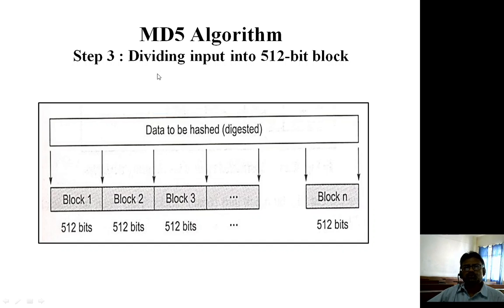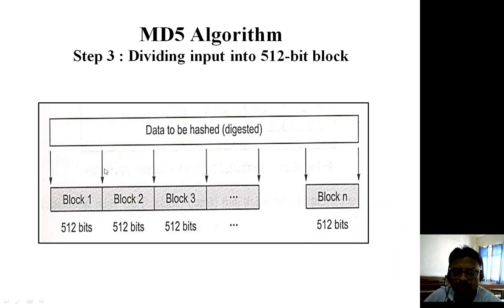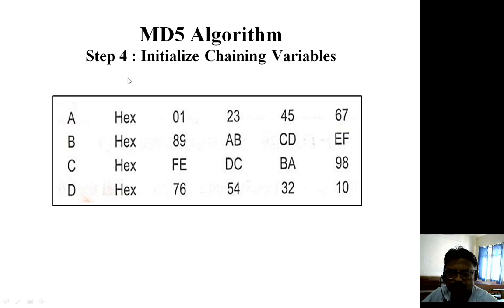The third step is to divide. First of all we do the padding, and after padding we append the length, so that the message becomes a multiple of 512-bit. Then we divide the message whose hash digest value we have to find into blocks, and each block will be of 512 bits. So this is the third step.